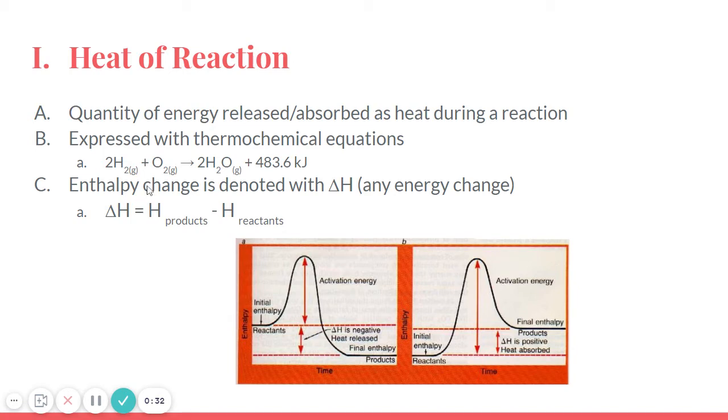We express it by putting it in the equation. So you can see where it says B, expressed with thermochemical equations, and then A, it gives us the equation for the formation of water. And then it has 483.6 kilojoules. Now, the heat of the reaction, or Hess's law, this enthalpy, this delta H, which we also call enthalpy, that's what we see here in the reaction.